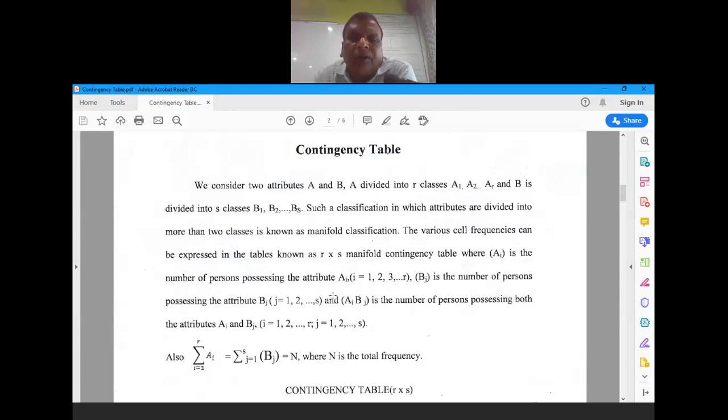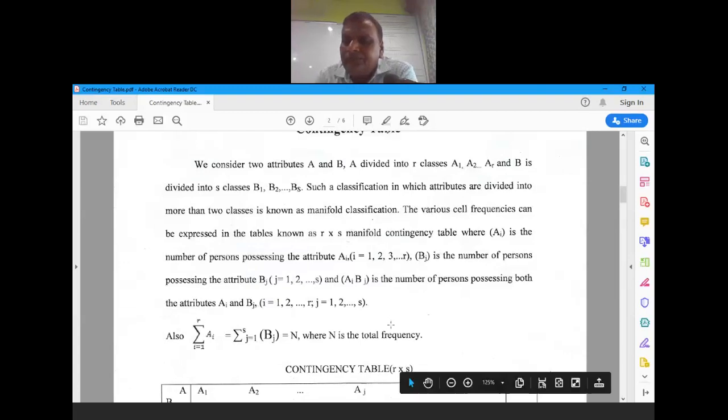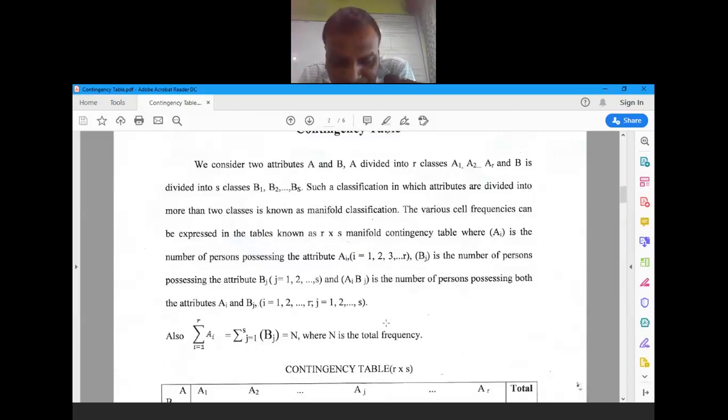So here our attribute A is divided into r classes, that is A1, A2, ..., Ar, and attribute B is divided into s classes, that is B1, B2, ..., Bs. Such a classification in which attributes are divided into more than two classes is known as manifold classification. So do you know what is the meaning of manifold classification and simple classification? Anybody?